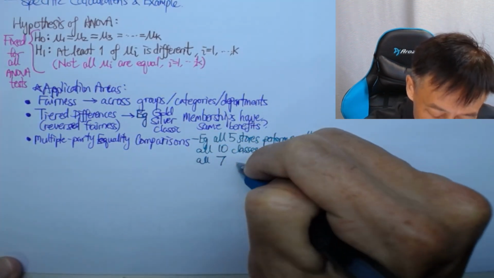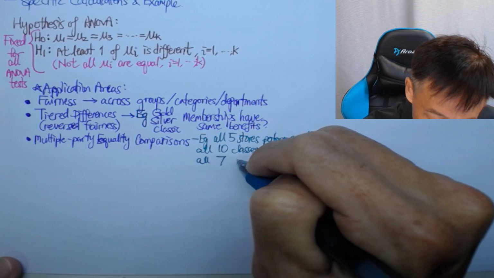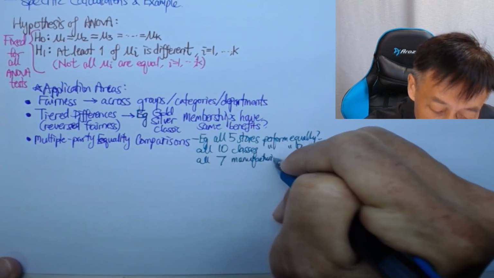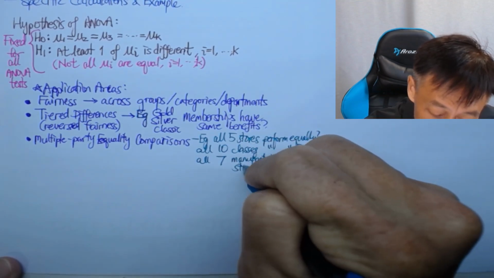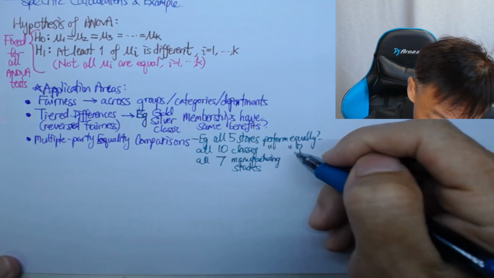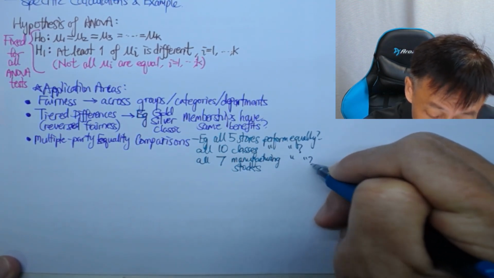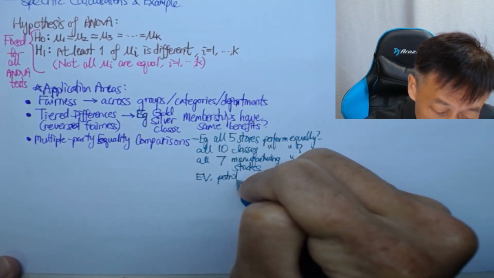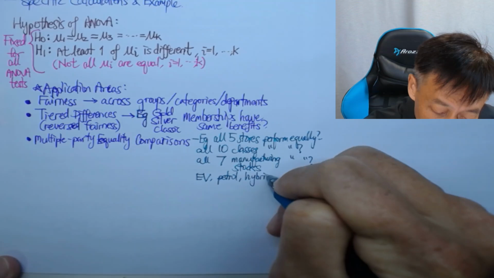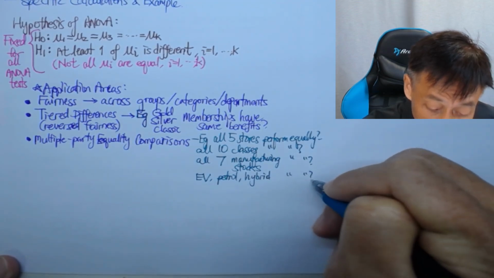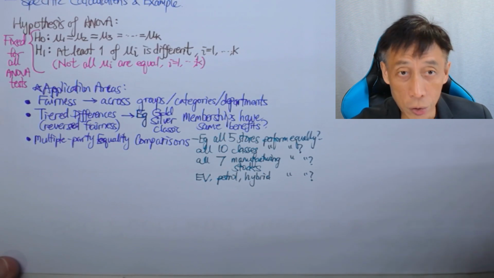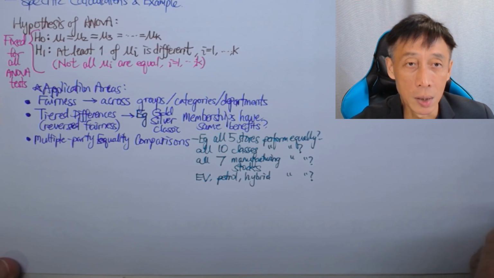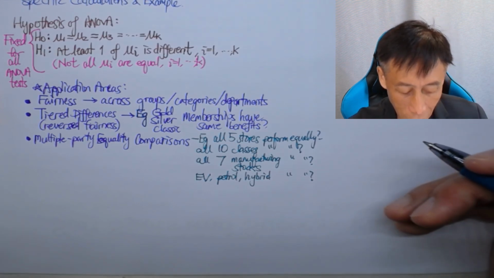All 7 manufacturing or financial or utility stocks, right? Perform equally or not, right? Are EV, petrol, and hybrid models equally efficient? Perform equally. Perform will be based on the performance you're interested in. Could be fuel efficiency, mileage, length of use before first maintenance, whatever it is, right? So you can get the idea, right?